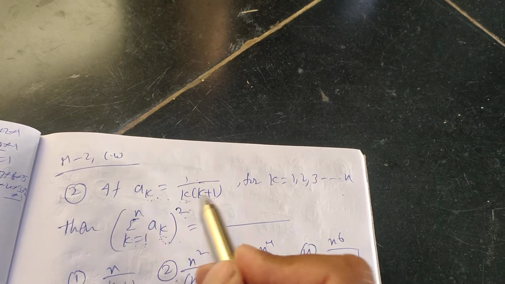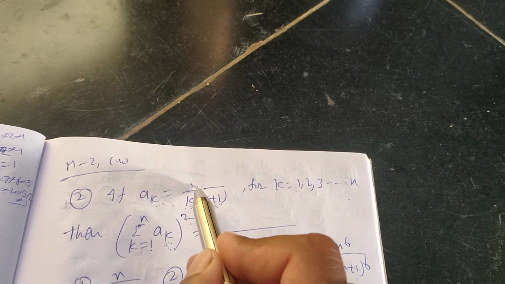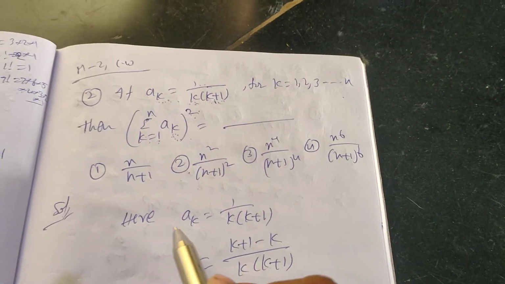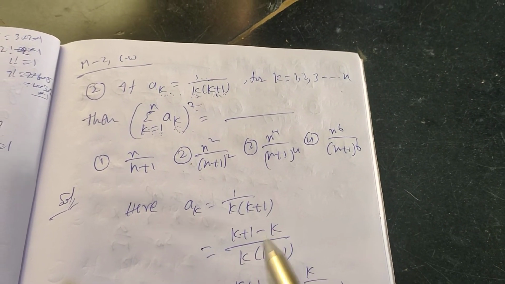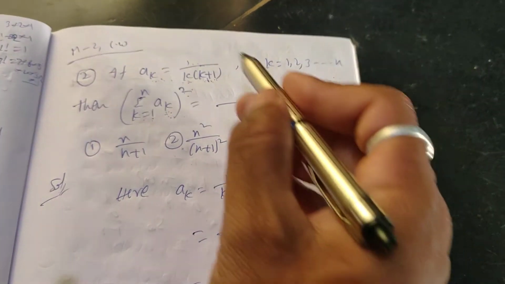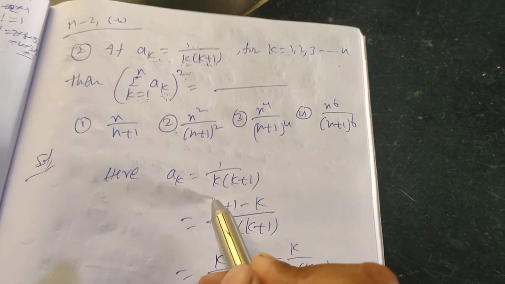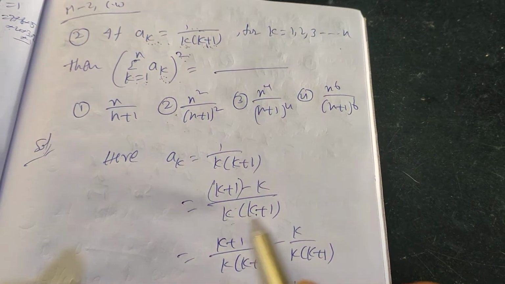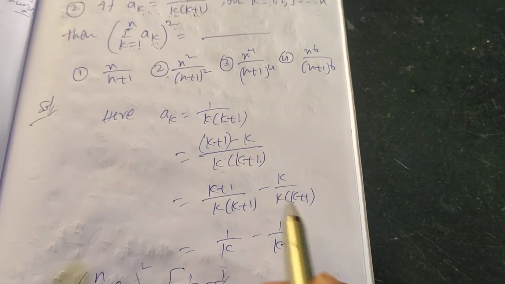So generally if they give k into (k plus 1), if you subtract k from k plus 1 you get 1. Okay, so we can balance it. Here a_k is equal to 1 by k into (k plus 1). So this numerator you can write in terms of the denominator as (k plus 1) minus k. This is one of the procedures whenever a question is given like this. Okay, so now you split it. So (k plus 1) minus k, split it: (k plus 1) by k into (k plus 1) minus k by k into (k plus 1), that is equal to (k plus 1) by k into (k plus 1) minus k by k into (k plus 1).